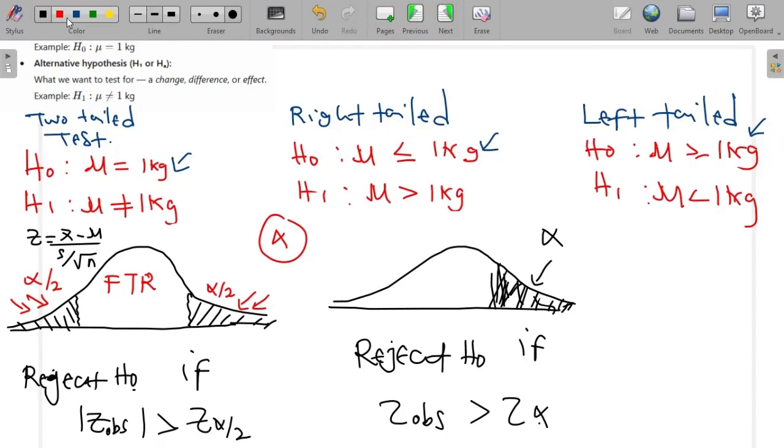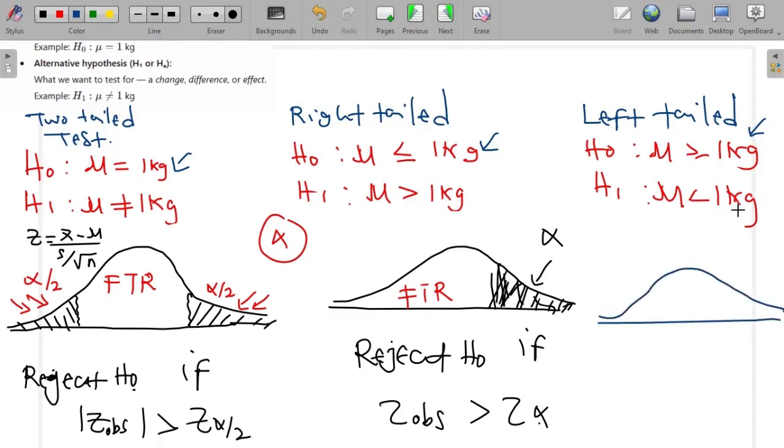Okay, and then the other region that remains here, all the way from here up to there, is our fail to reject region, meaning that if the Z observed is actually less than this, we're going to fail to reject the null hypothesis. Okay, and then the other one is when we have the left-tailed test.